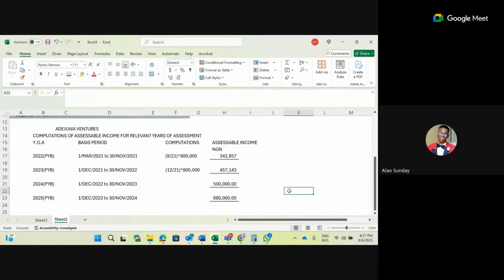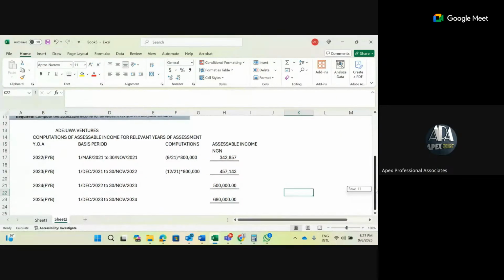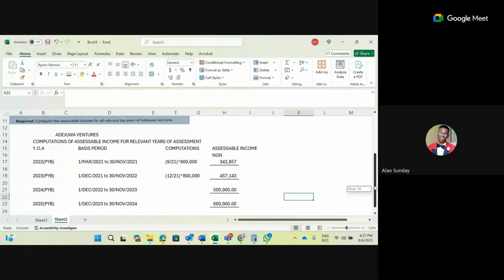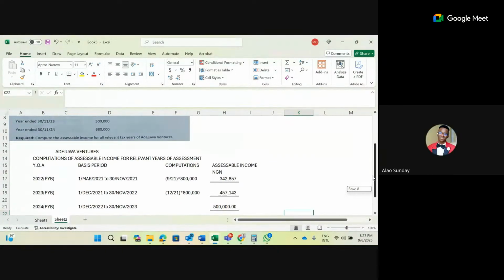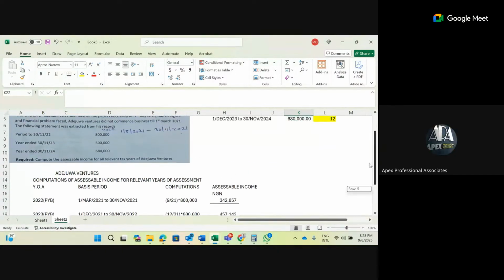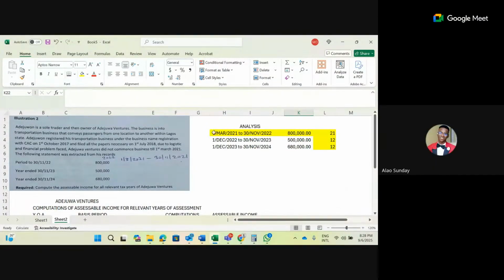Okay, sir. Thank you very much. My question is, why are we using 21 instead of 12? Why are we using 9 over 21? Why are we using 9 all over 12? Why are we using 9 over 21? Did you see the analysis instead of 9 there? Do you see this analysis?